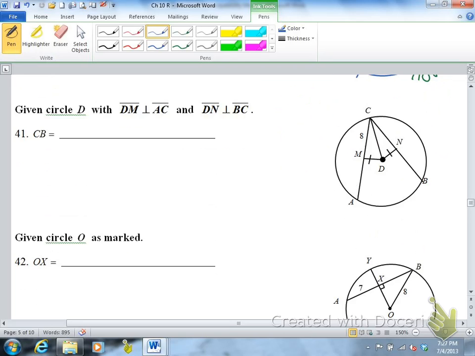Number 41, CB, all the way down there. So we're given a bunch of lines perpendicular to each other, DM and AC. DM is perpendicular to AC, so that's perpendicular, and then DN is perpendicular to BC. So we have a radius there, and it appears that we have congruent triangles, don't we? Those two triangles there are congruent because of hypotenuse leg. So that allows us to say that this measurement is also 8.